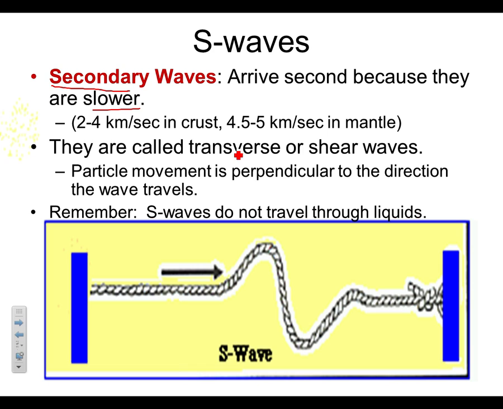Secondary waves are transverse waves or shear waves. What that means is the particle movement is perpendicular to the direction the wave travels. So again, imagine if I have a slinky or a rope in this case, and we'll demonstrate with a slinky, that the wave energy is going to be going back and forth this way. But the particle motion is going to be vertical, up and down in this case.